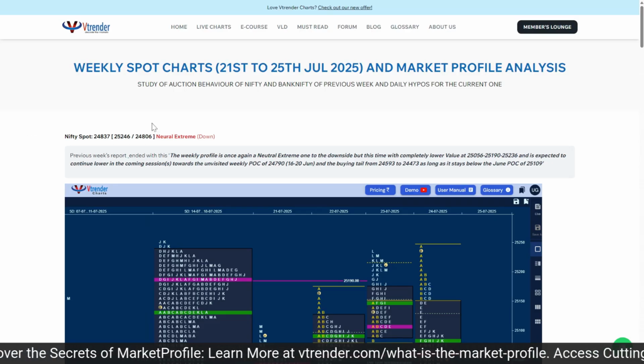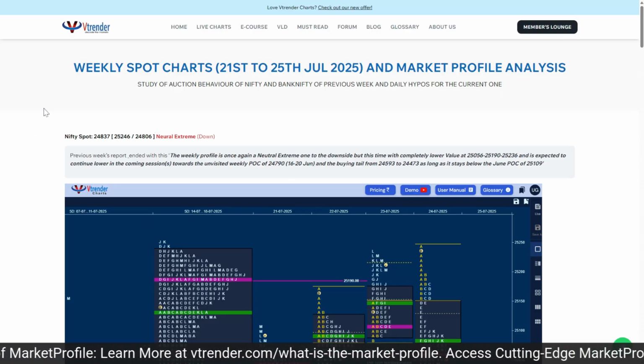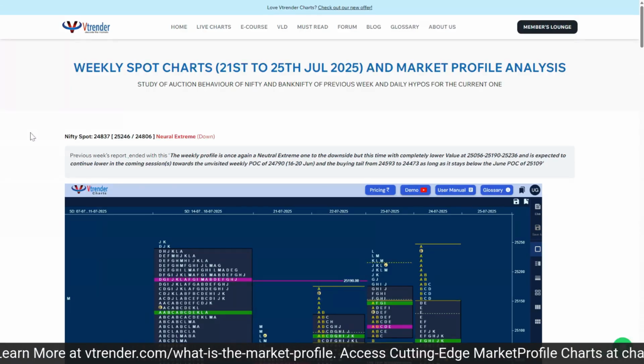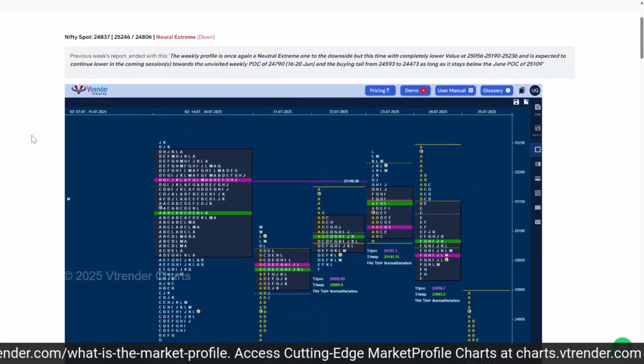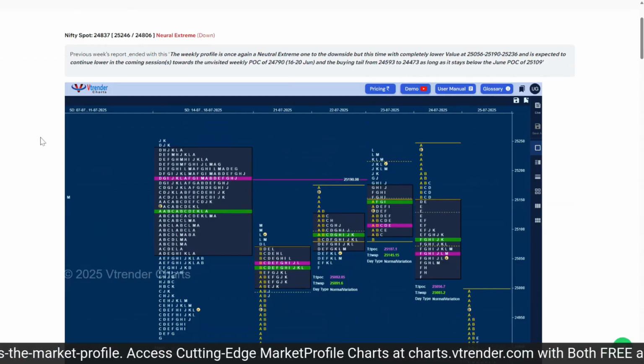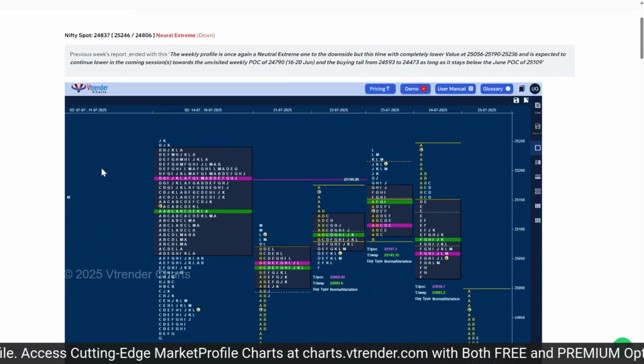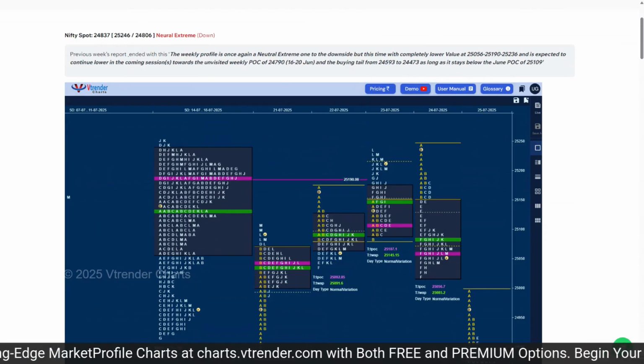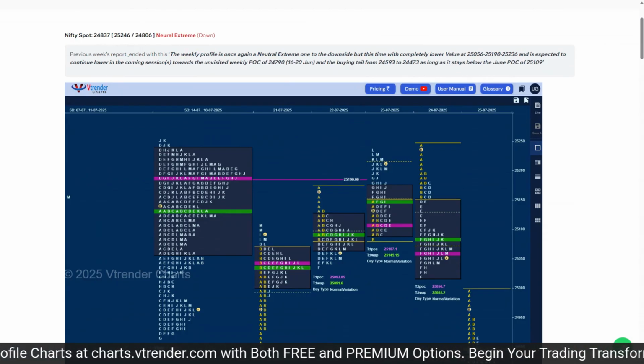So let us now have a look at the weekly spot chart which was published on the forum, and have a quick look at what we did in Nifty last week. So Nifty for the third consecutive week has formed a neutral extreme profile to the downside.